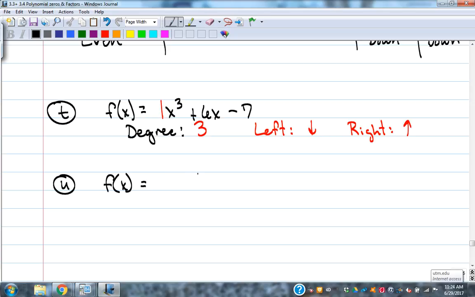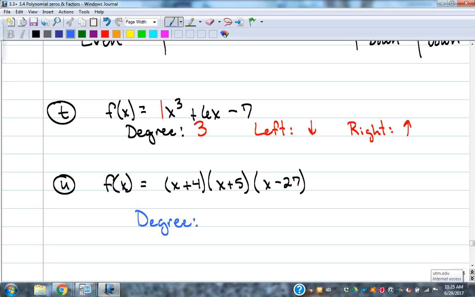Where it gets funky is when they might do something like this to you. They might say, okay, x plus 4, x plus 5, x minus 27. Yikes. That's not how I'm used to it. What form is that in? It's in factored form. But I can still pull the degree off without multiplying the whole thing out.